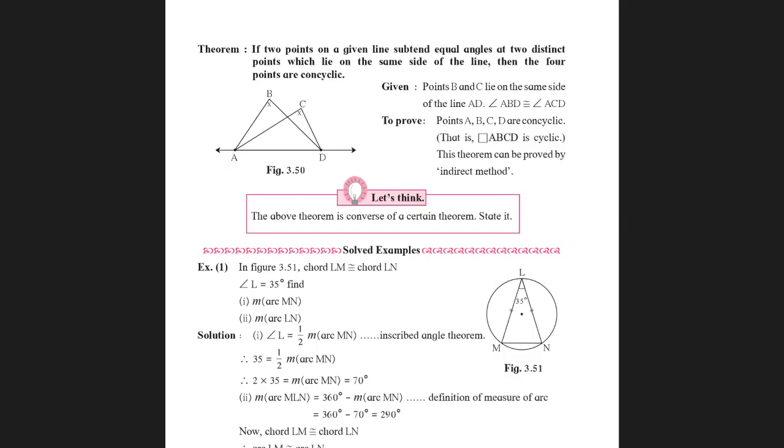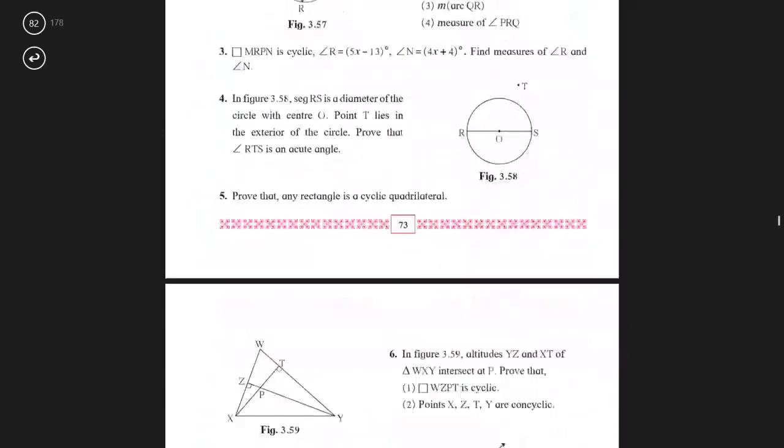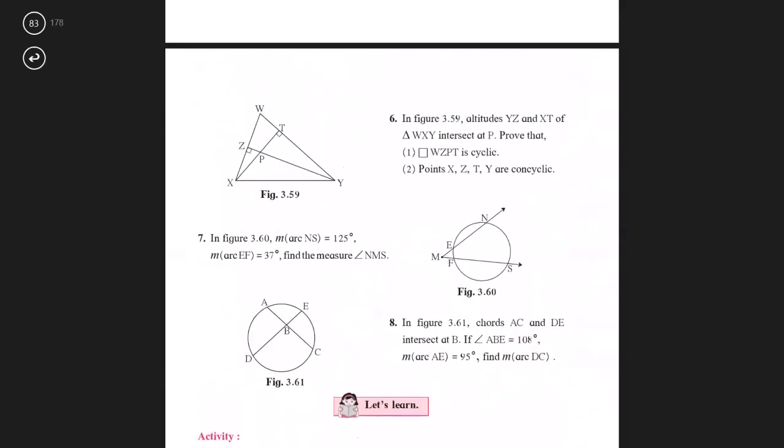You're going to write this theorem as the reason for it. That's all. So this is your question number 6. Prove points X, Z, T, Y are concyclic. You will say angle XZY equal to angle XTY equal to 90 degrees. They are equal. And now you will write down the theorem.